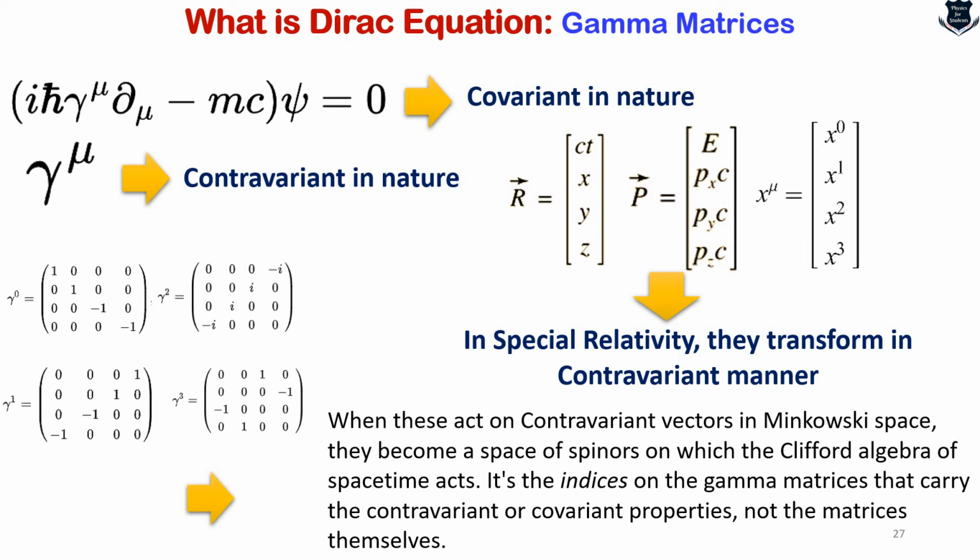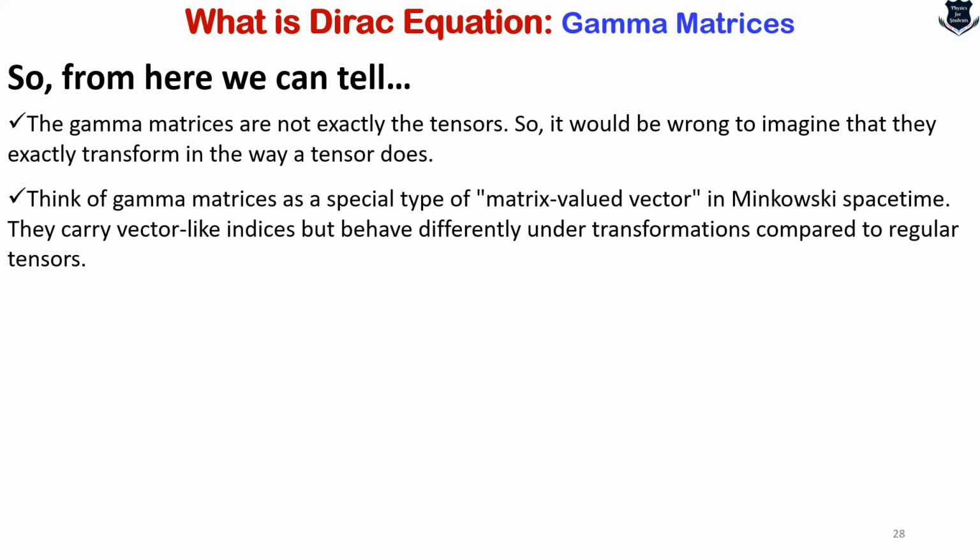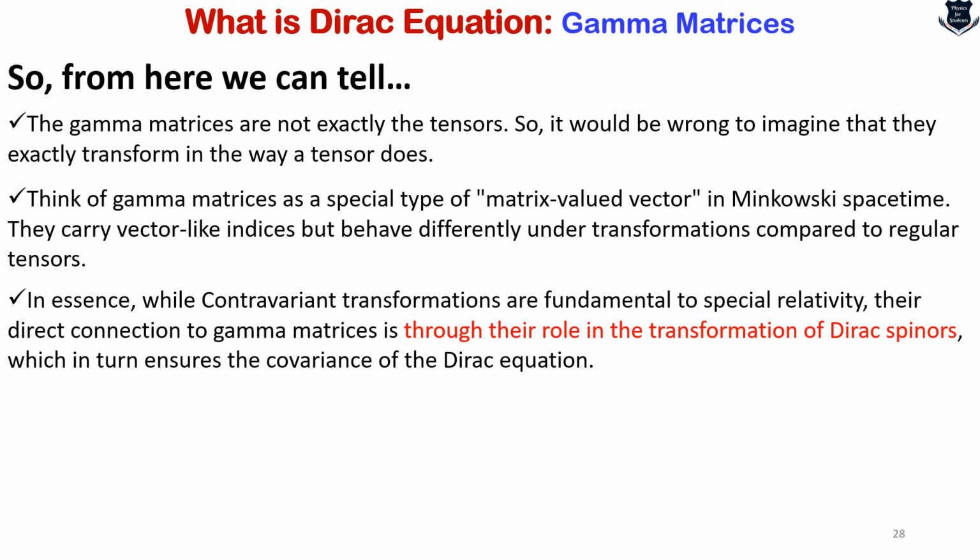They actually will take the form of a spinor which will follow the Clifford algebra, but in a very hand-wavy manner we can tell that yes, it takes a contravariant nature due to the change of contravariant for the 4 vectors. So from here what we can tell is that the gamma matrices, remember, they are not exactly tensors. So it would be very wrong mathematically if I say they are tensors. So you can just think of gamma matrices like matrix valued vector in Minkowski spacetime. They carry vector-like indices, but behave differently under transformation because they will follow what is called a spinor transformation. Here it is. While contravariant transformation is fundamental to special relativity, their direct connection to gamma matrices is through the role of Dirac spinors, and Dirac spinors, as we will see, is a totally different ball game. It transforms in a different way.